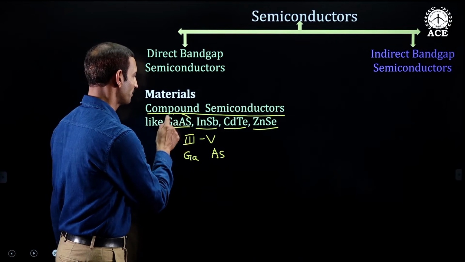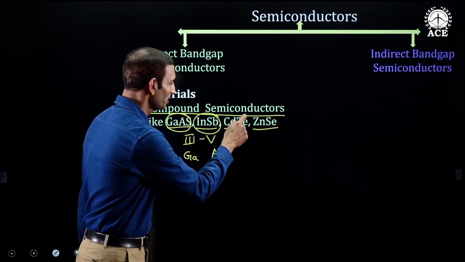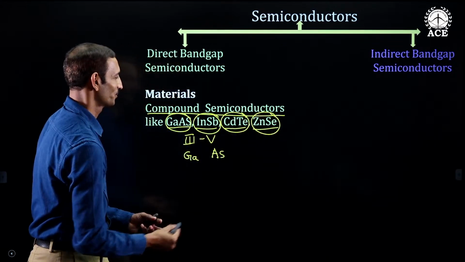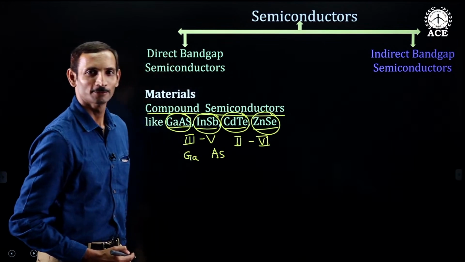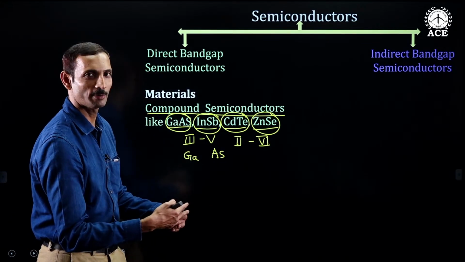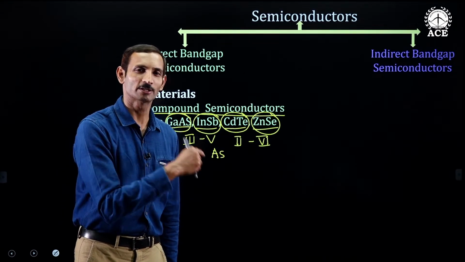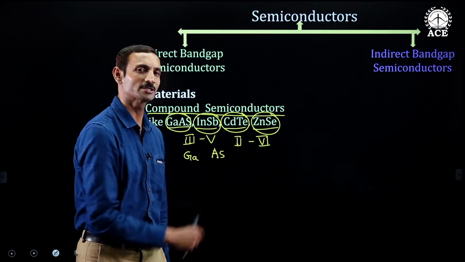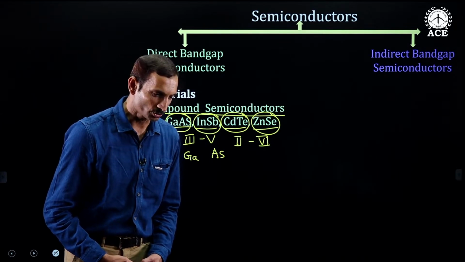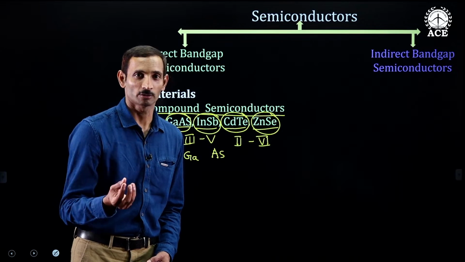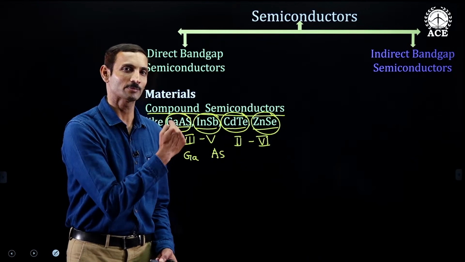So this is a direct bandgap semiconductor. This is another direct bandgap semiconductor. Did you observe? These two are 3,5. These two are 2,6. Again the same thing: the second group and the sixth group. So when they are combined with each other, they give the average, 2 plus 6 by 2. So what is that? 4, right? So the tetravalent nature. So these are called 2,6 semiconductors, the compound semiconductors. There are various such compositions which have the transition taking place in those materials from conduction band to valence band directly. They are direct bandgap semiconductors.